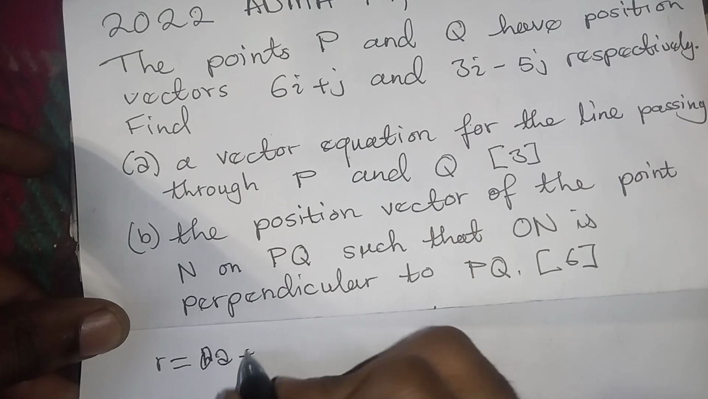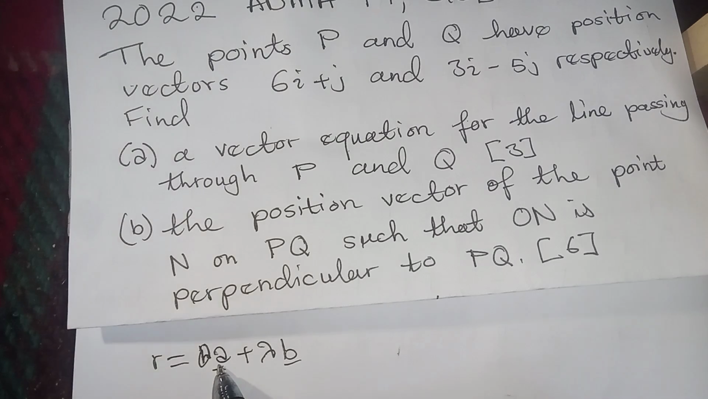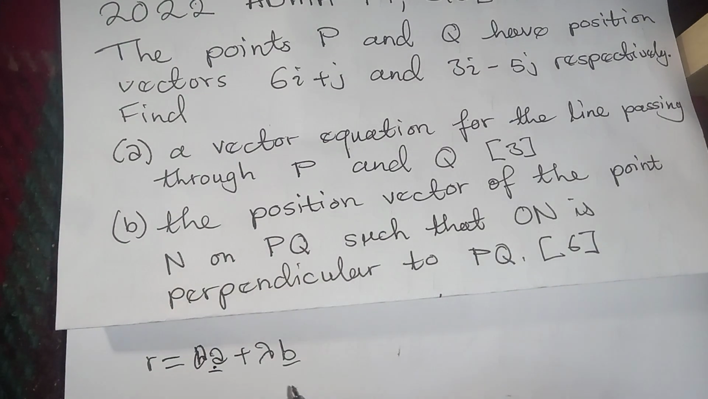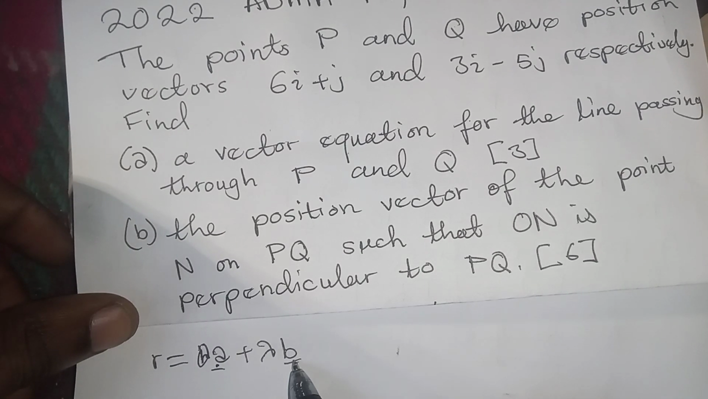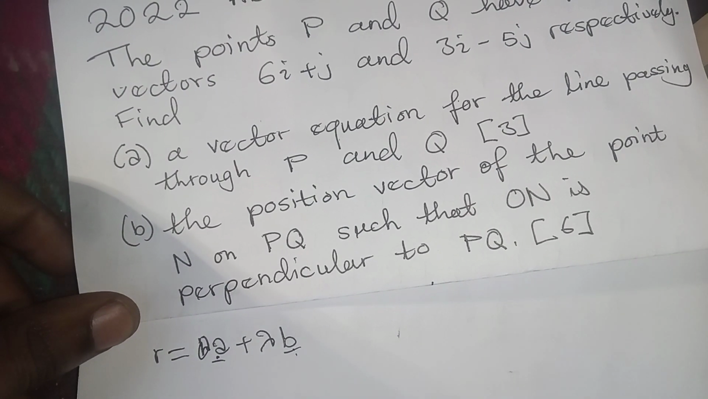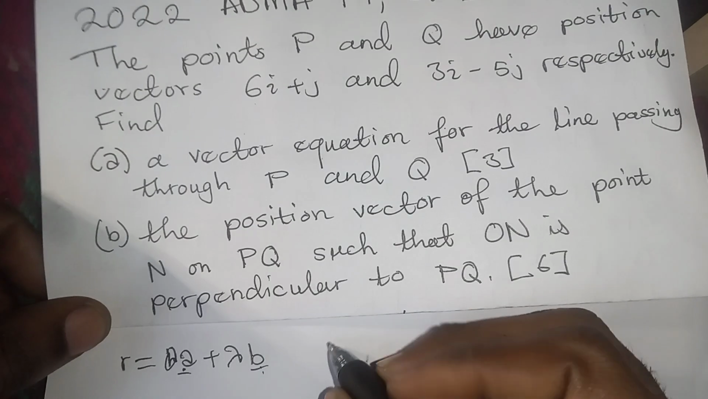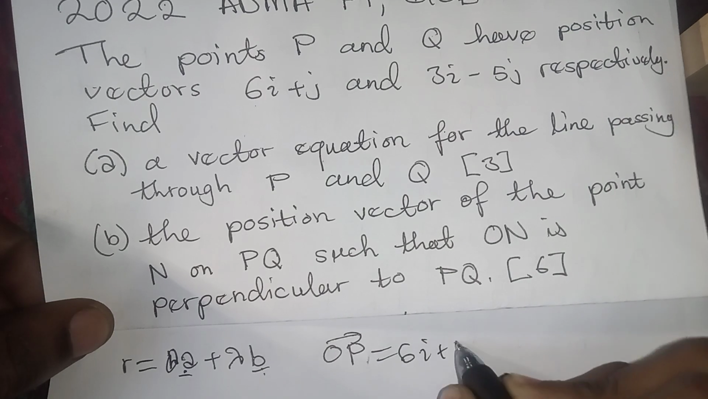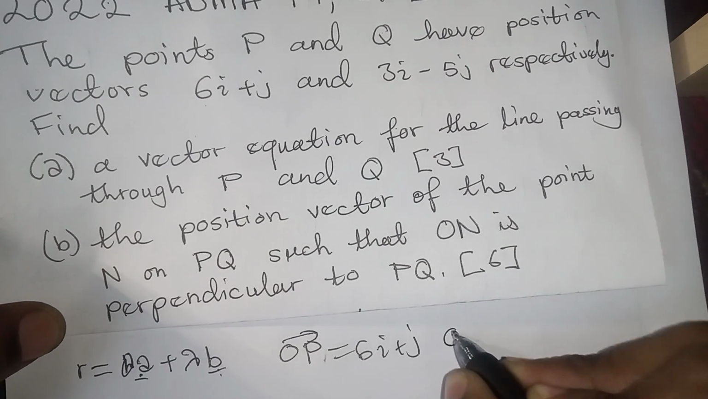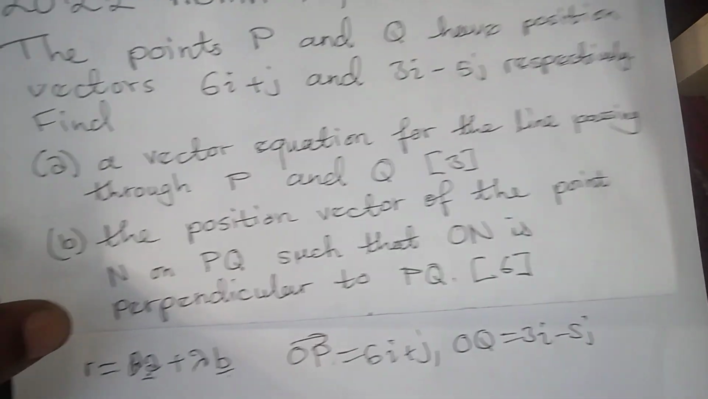You can just say A plus lambda B, where A is a point on that line and B is the direction vector. So to find this, all you need is any of the 2 points along that line. So in this case we have P and Q. Let me just write our data. So our OP is 6i plus j, and our OQ is 3i minus 5j.